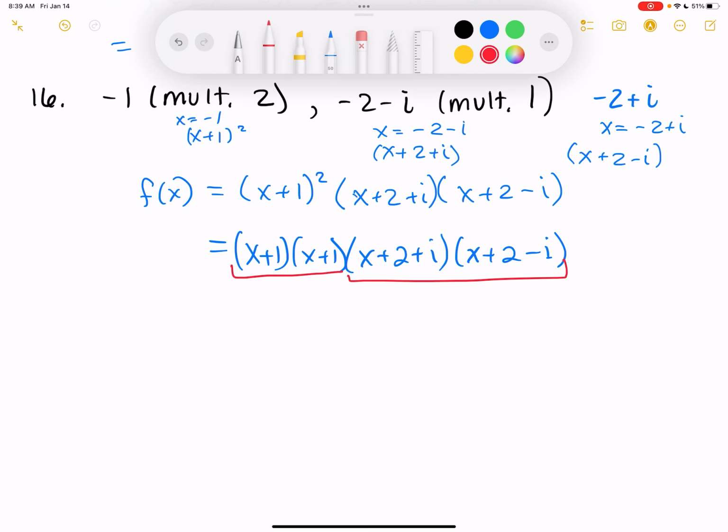After you FOIL those two together, should you cancel and then FOIL again, or FOIL and then cancel? Cancel first. Yeah, because it'll make it easier if you do that. It'll make your life easier when you go to multiply stuff.